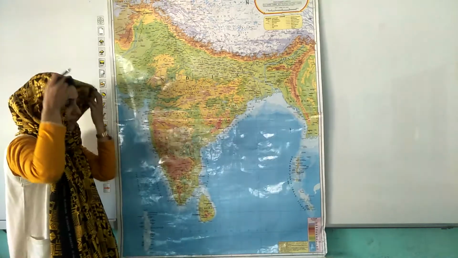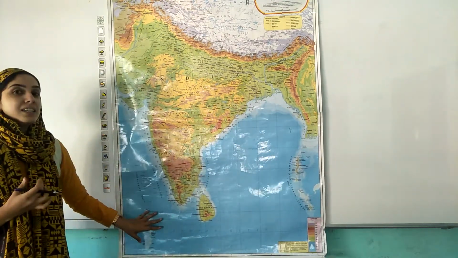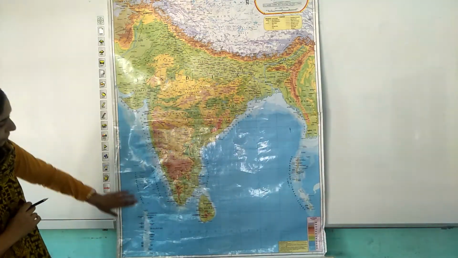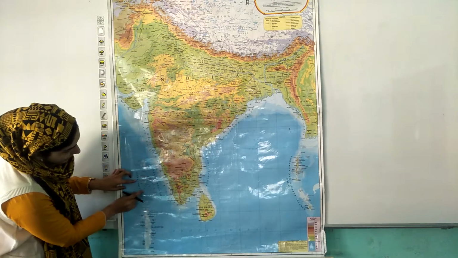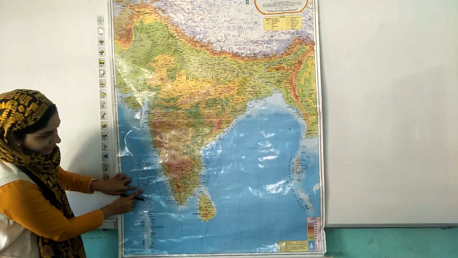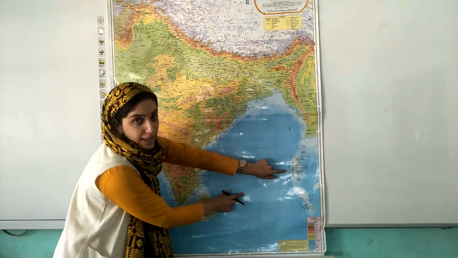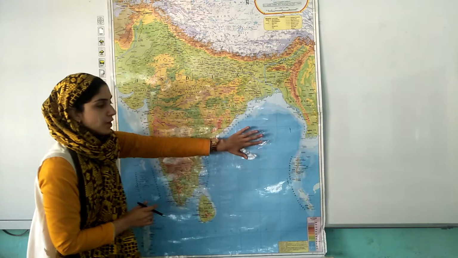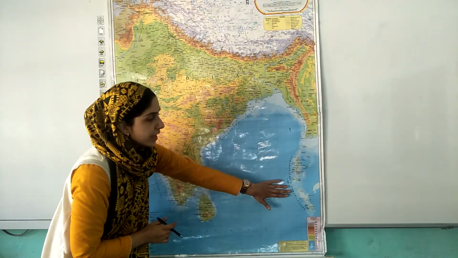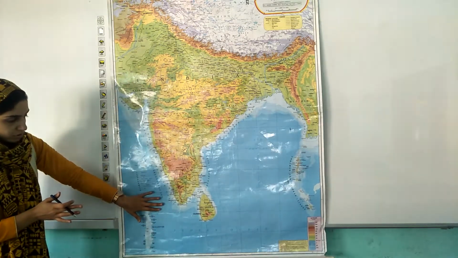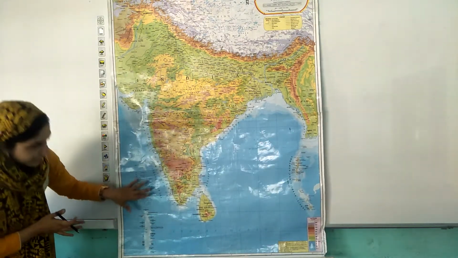Then after this, we have the island groups of India. We have two important island groups: the Lakshadweep and the Andaman and Nicobar Islands. So this is the Lakshadweep group of islands, and where is it? It is in the Arabian Sea, right? And we have the Andaman and Nicobar Islands over here, and where are they? They fall in the Bay of Bengal. We have so many islands there, and Lakshadweep is also divided into various islands.